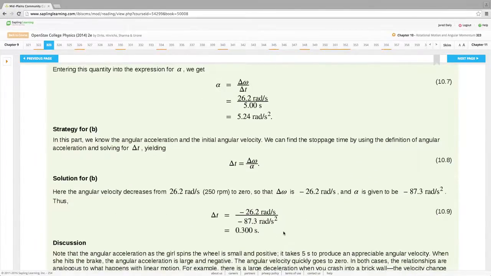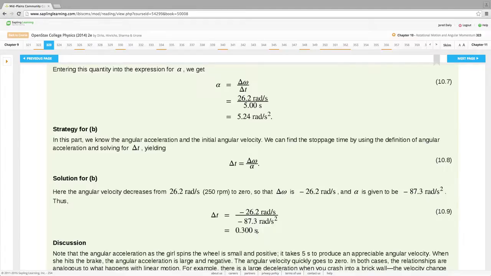Now, in this problem, they also want to know the time it takes to stop if we have a certain acceleration. So the acceleration that we're going to stop with is given to be negative 87.3 radians per second squared with brakes. And our change in omega is going to be from that top speed of 26.2 radians per second down to 0, which will give us a change in omega of negative 26.2 radians per second instead of positive, because we're going from the positive 26.2 down to 0. So that's a negative change. And you just divide them by each other, and it takes 0.3 seconds to stop the wheel.